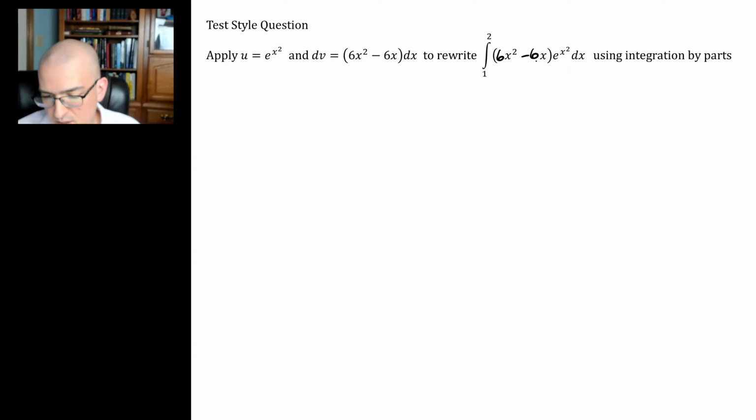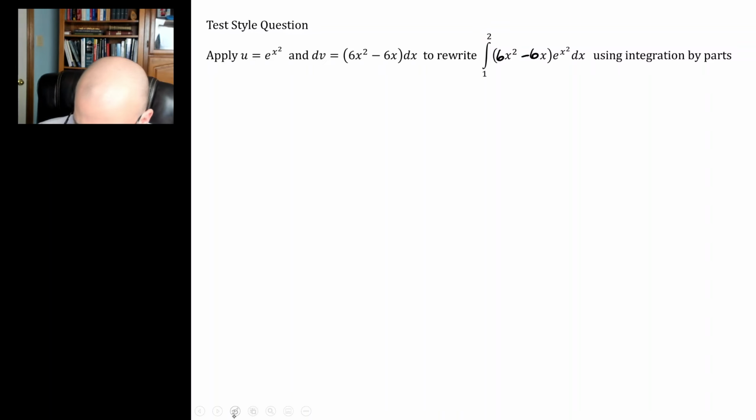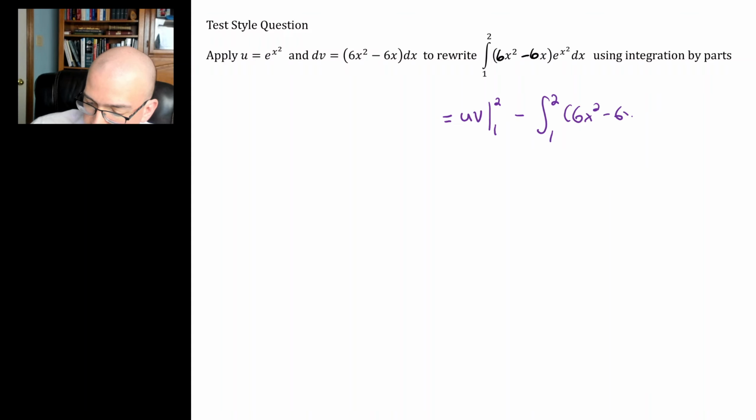Okay, so we have the integral from 1 to 2 of 6x squared minus 6x times e to the x squared dx. And we're going to transform this using integration by parts with u equals e to the x squared and dv is equal to 6x squared minus 6x times dx. Okay, so we identify that this is going to be equal to uv evaluated from 1 to 2 minus the integral from 1 to 2 of, oh, what am I doing? V du.